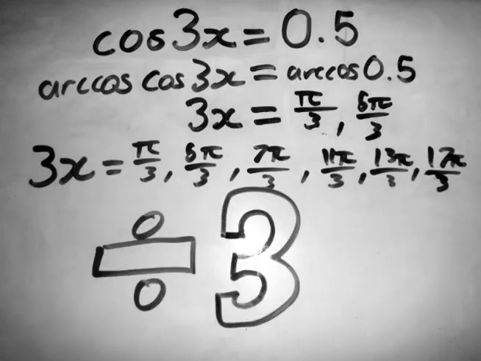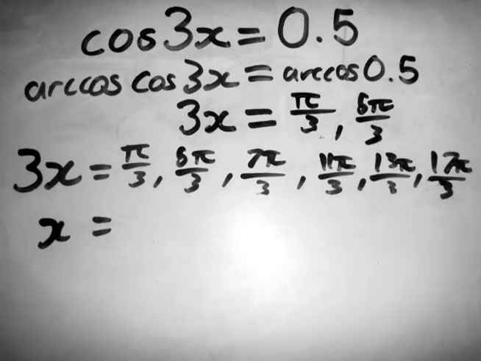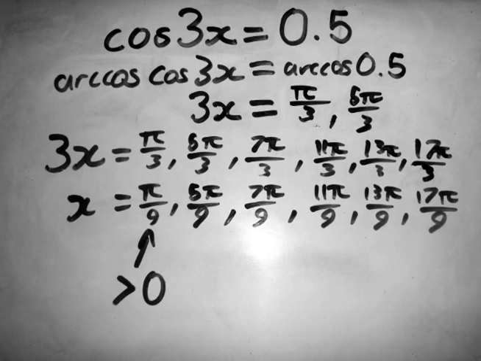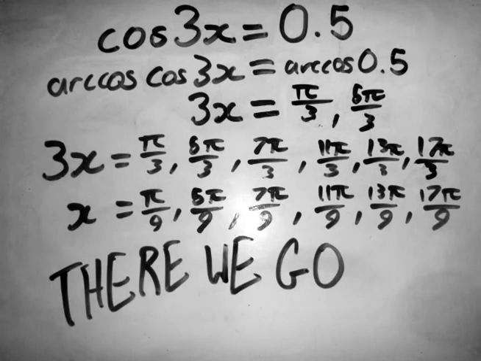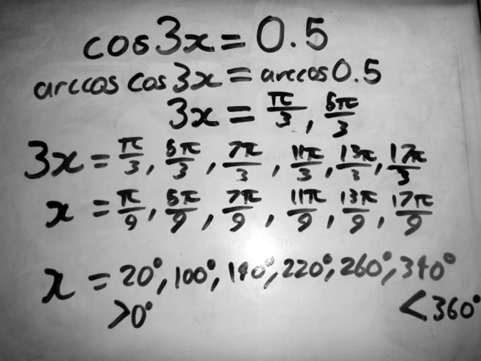Now to get our answers, we need to divide by 3 because x is multiplied by 3 here, so that gives us these. If you notice, the smallest one we have is larger than 0, and the largest one is smaller than 2 pi, or 18 pi over 9. There we go! We could also convert to degrees, which is still between 0 and 360.